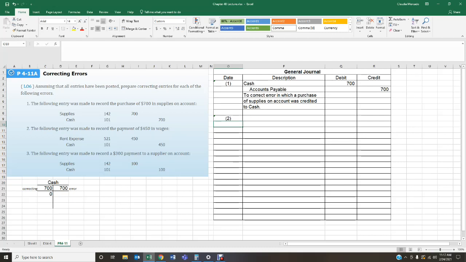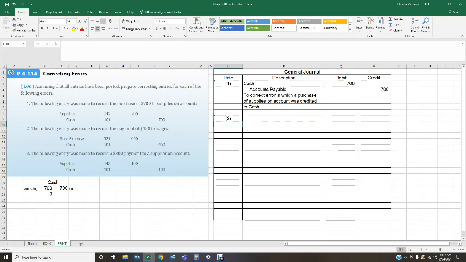Now cash was credited for $450, which is correct. Whenever we make a payment of some sort, we credit cash. So in this case, cash is correct. The item that is incorrect is my rent expense. Rent expense should not have been debited. It should have been wages expense.